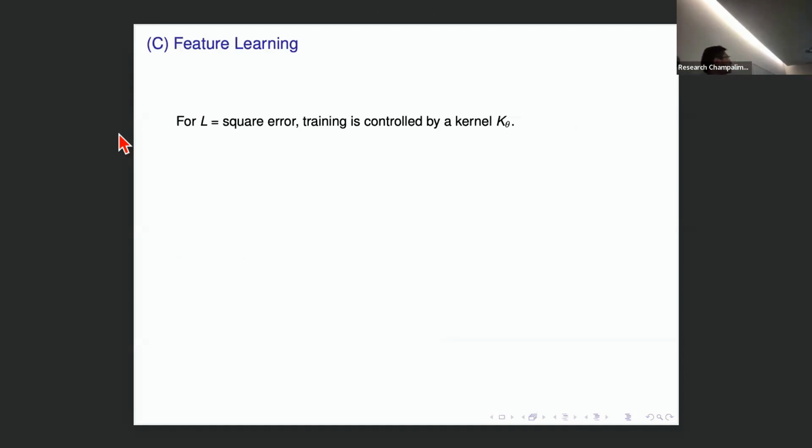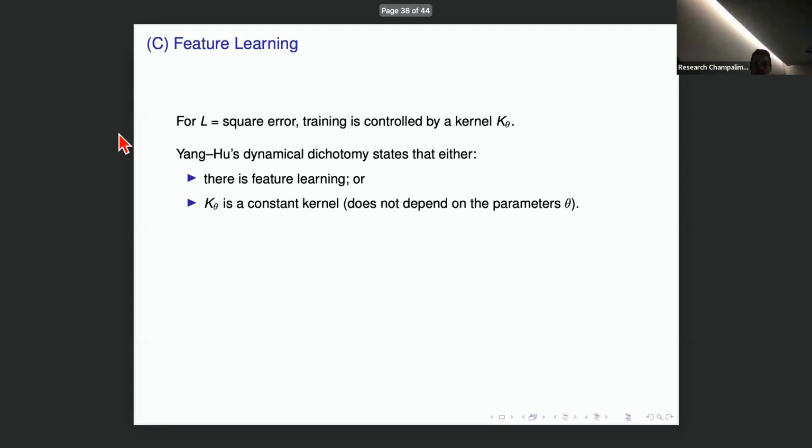That also worked out. So now let's go check if we are able to fix feature learning using ZeNNs. So remember that we are using a loss function, and in what follows, I'm going to assume that the loss function is just the square error, okay? And in that setting, training is controlled by a "kernel". I should have written kernel with inverted commas because it's a kernel that depends on the parameters. So it's not really a kernel in the standard way. That's why it's called k_theta, it depends on the parameters.